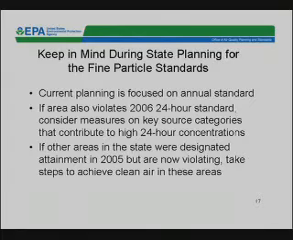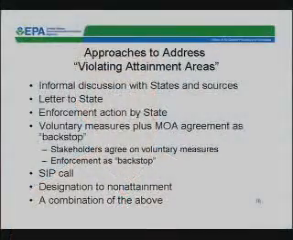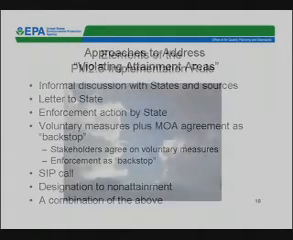Now, there's a few areas in the states that were designated attainment in 2005 but are now violating for the annual standard. And we recommend that the states work with the regional offices to achieve clean air in these areas. And some of the approaches that have been used in the past are voluntary measures, memorandum of agreements, working with stakeholder groups. In some cases, it has led to a SIP call or designation to non-attainment, but we feel that some of these situations can be addressed without going to those steps.